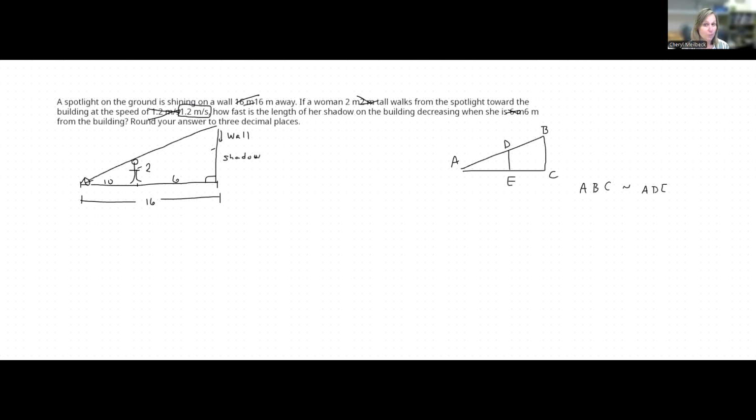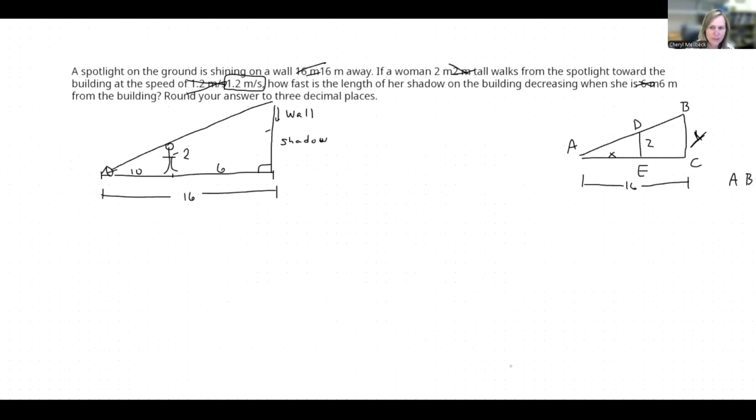And similar triangles have proportional sides. So if this length here is 10 and she is 2, then this big length here would be 16, and this would be X there. We could certainly find it using that proportion. So let's see what we need to do here. We have this relationship, which I've redrawn over here, and we want to set up a proportion.